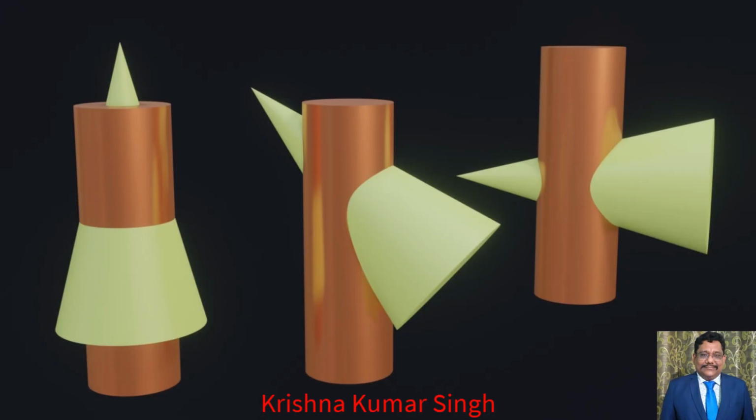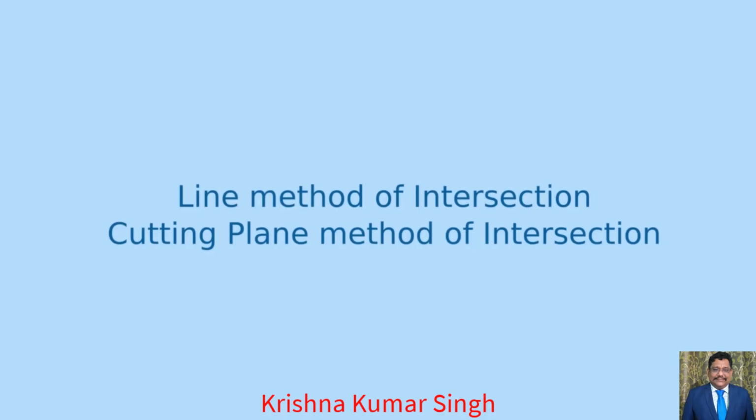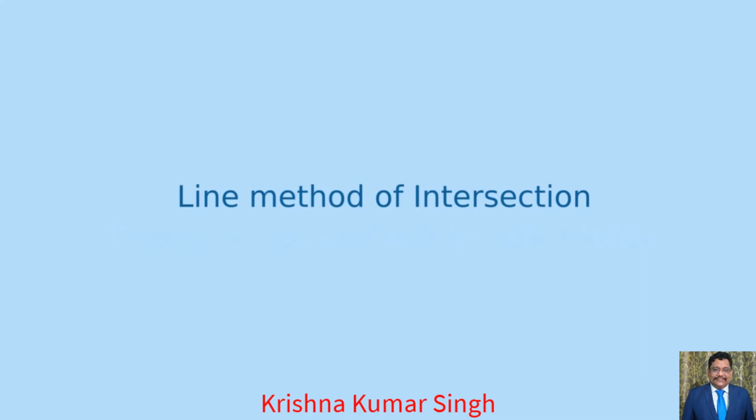In our previous video we got ourselves familiar with intersection of solids and various possible cases of intersections of solids. In this video we are going to know how to obtain the intersectional views and what the methods are. Basically there are two methods to obtain intersectional views of the solid, and they are line method of intersection and cutting plane method of intersection. Firstly, let us discuss the line method of intersection.